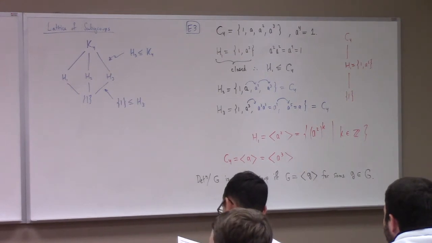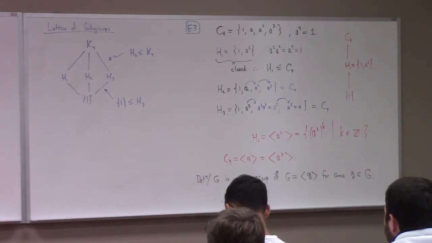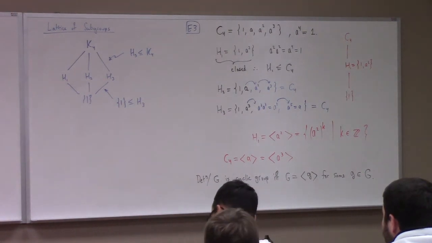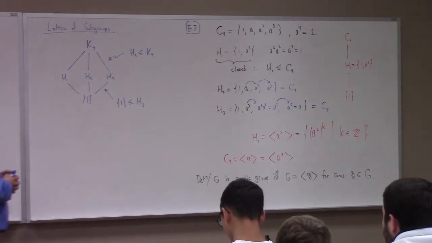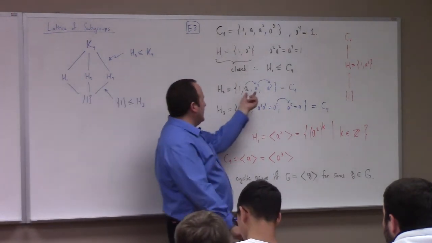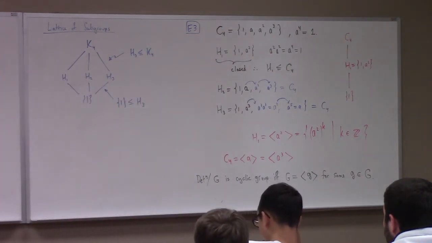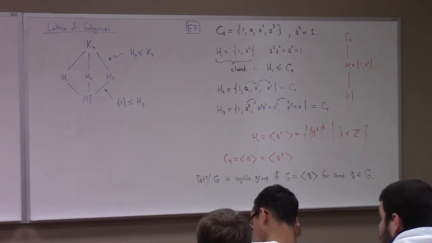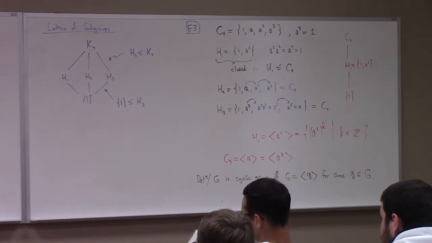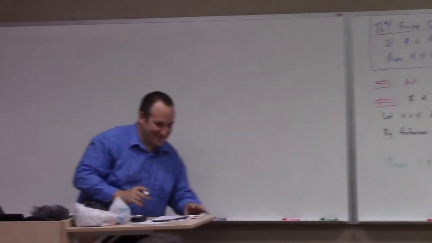So an interesting and difficult question, one of the things we're after is, what makes A cubed so different than A squared here? Why is it that A cubed generated C4, whereas A squared didn't? It will remain a mystery for now.